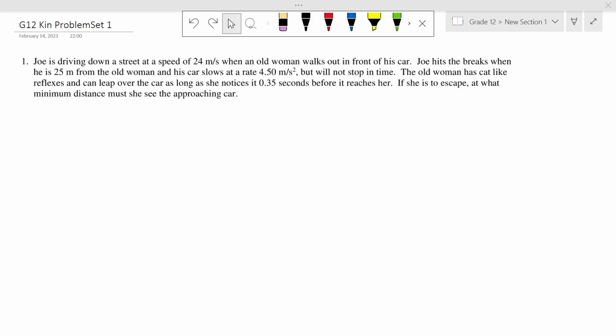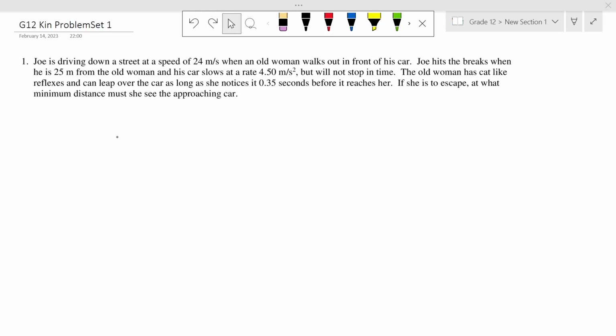Joe is driving down the street at a speed of 24 meters per second when an old woman walks out in front of his car. Joe hits the brake when he is 25 meters away from the old woman and his car slows down at a rate of 4.5 meters per second squared. The old woman has a cat-like reflex and can leap over the car as long as she notices 0.35 seconds before it reaches her. If she is to escape, what is the minimum distance she must see the car approaching?